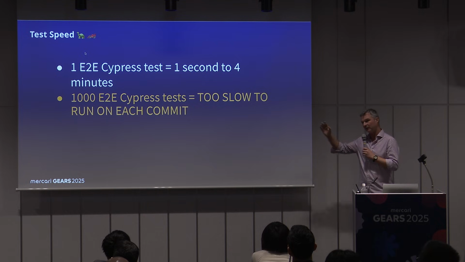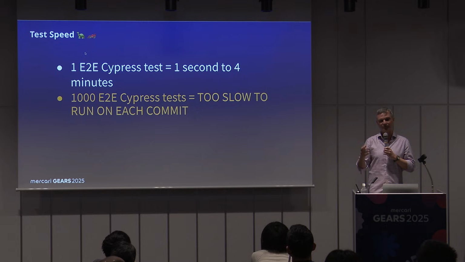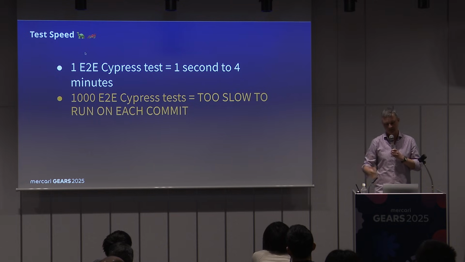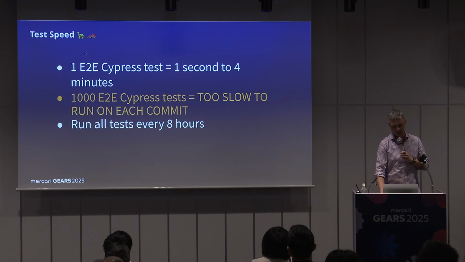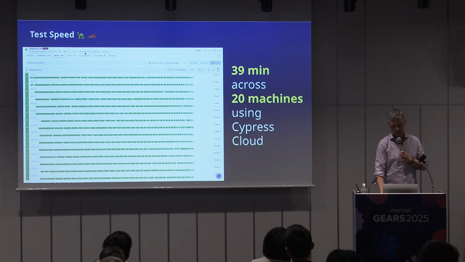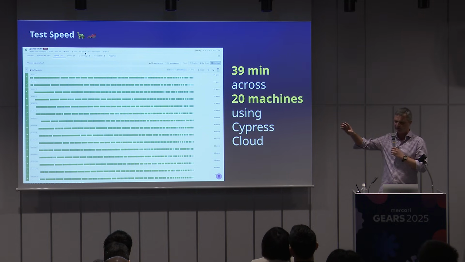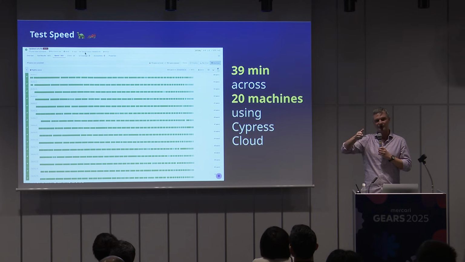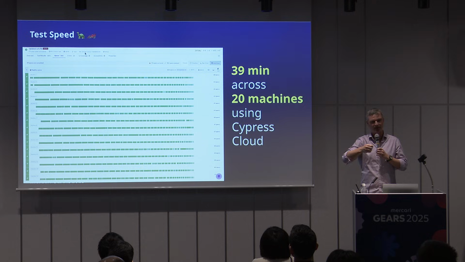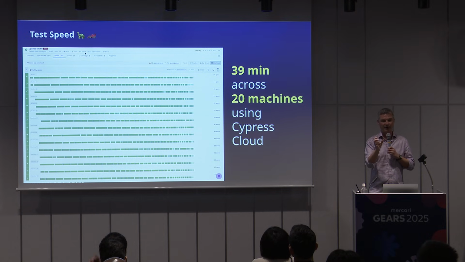Still, that means if you have 1,000 tests and each one is a couple of minutes, then you cannot run them on every commit. It's just too many tests to run. So instead, we run all the tests every 8 hours, and we parallelize them. We use a Cypress dashboard. It doesn't really matter the approach, but it does intelligently orchestrate which machine executes which test, and it uses previous test duration to optimize it.